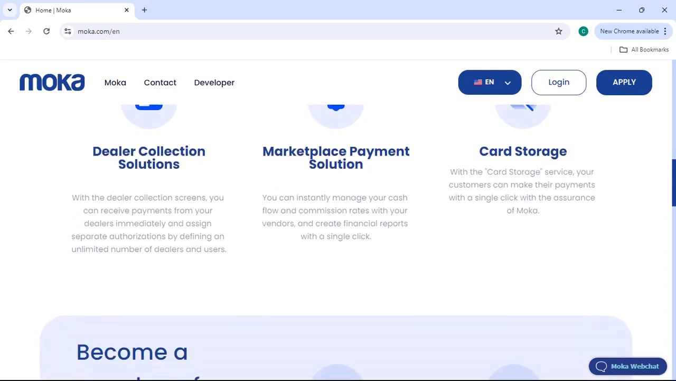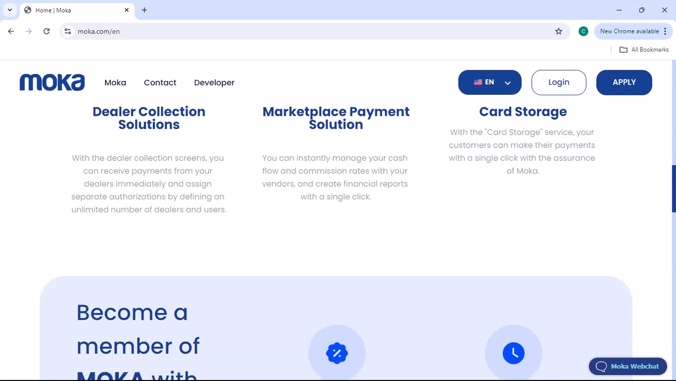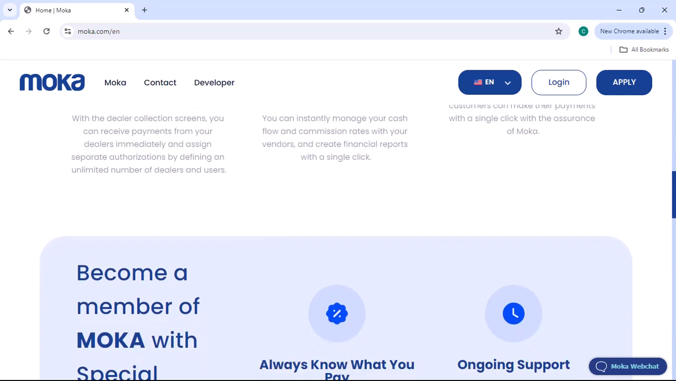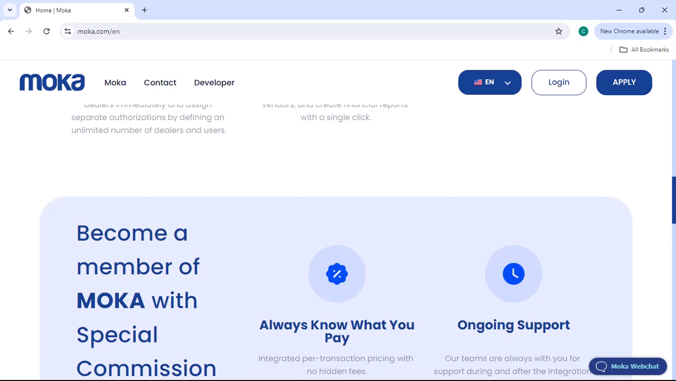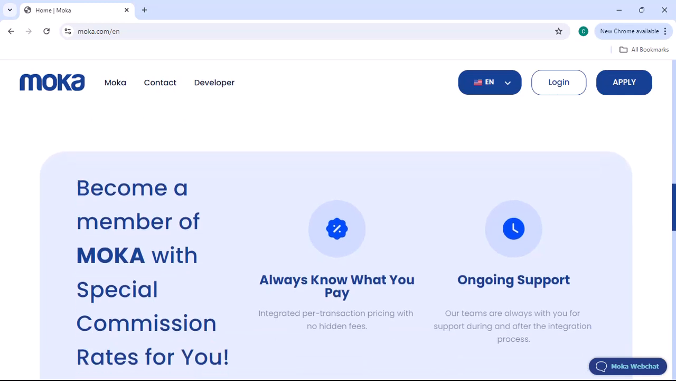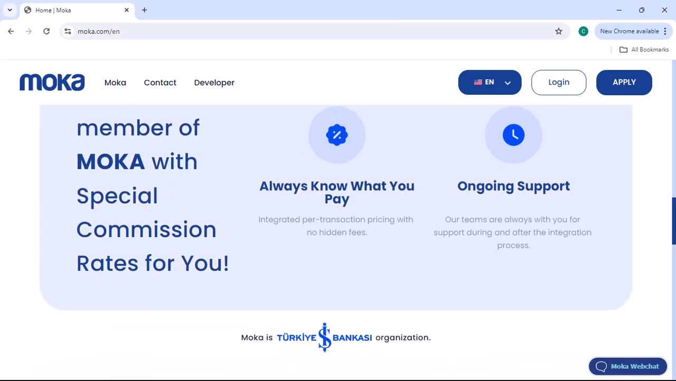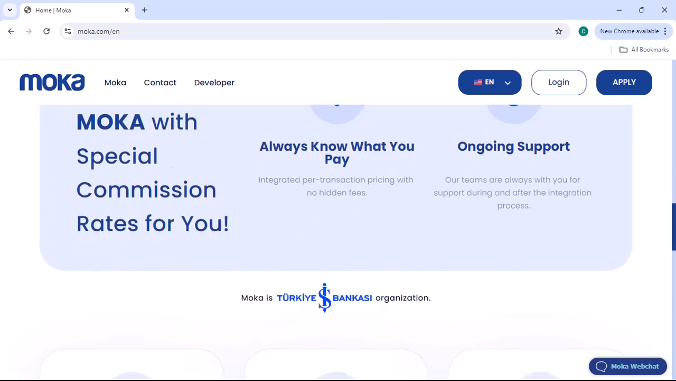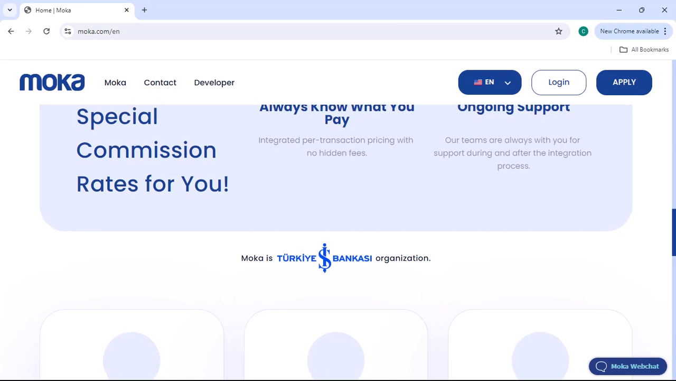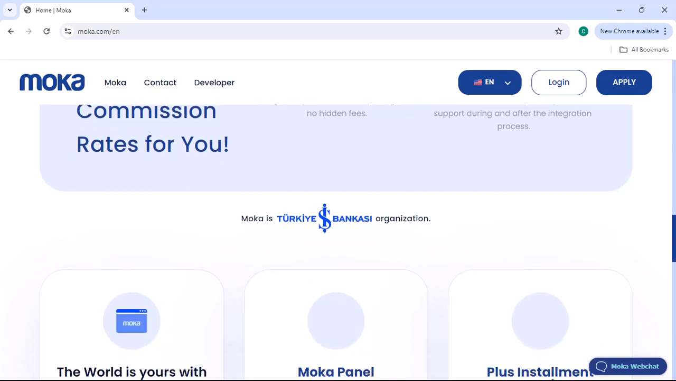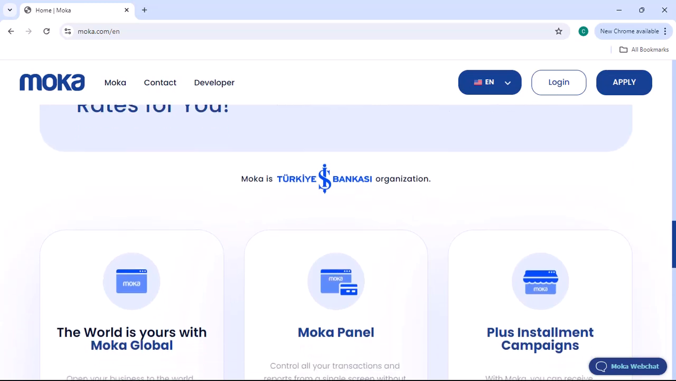They usually have dedicated resources and support teams to help businesses understand their pricing structure. One crucial point to emphasize is that Moka often offers tiered pricing or customized plans for businesses with higher transaction volumes. This means that as a business processes more payments through Moka, they may qualify for lower percentage fees, making the platform even more cost-effective. This incentivizes growth and fosters long-term partnerships between Moka and its business users.